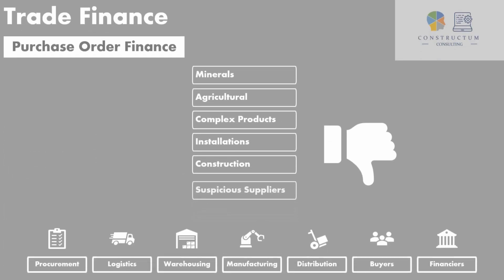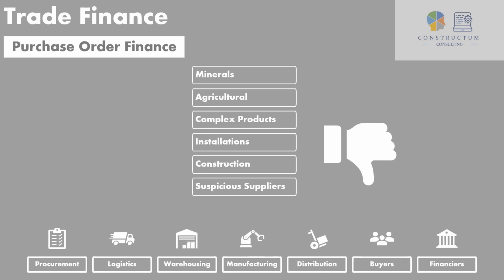Trades that involve unknown products or suspicious suppliers. If a trading business presents a supplier invoice for Dell laptop computers, financiers will be happy to consider the application. Dell has a good reputation in the marketplace. But if a trading business presents a supplier invoice from a solar equipment provider located in Asia, financiers will be very wary indeed.